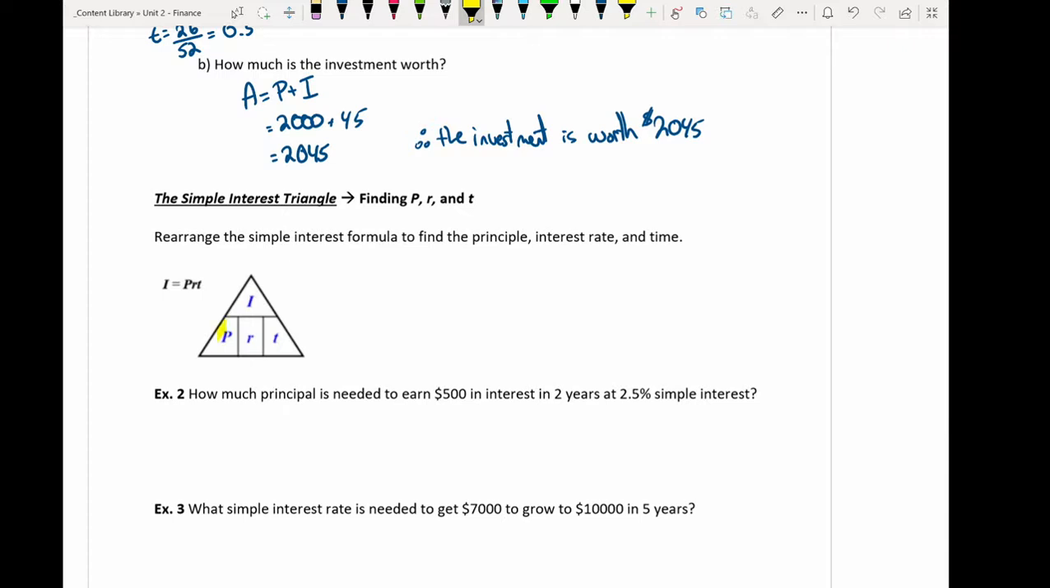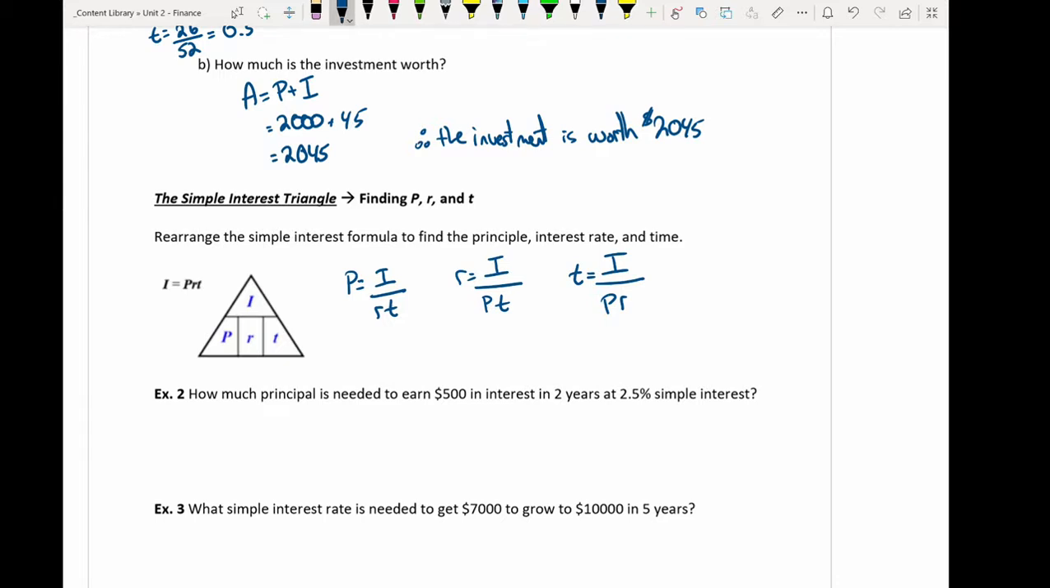For example, if I'm solving for P, or what my principal is, I would cover the P up, and I'm left with I over R times T. That's my formula to solve for P. If I wanted to solve for R, I would cover R up, and I'm left with R is equal to I, on top, over P times T. They're still side by side, so it's P times T. And lastly, if I needed to solve for the time, T is equal to I over P times R.